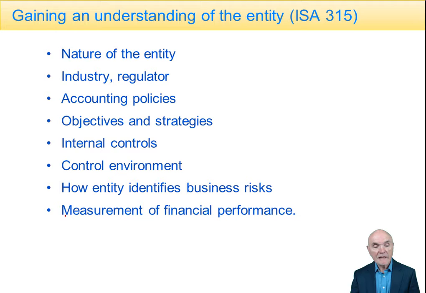We also need to gain an understanding of the entity, and ISA 315 states these 8 or so specific elements which feed into understanding the entity. So the nature of the entity, think of that as broadly, what does it do? Think of it as maybe who owns it. Is it a listed company? Is it privately owned? Is it a subsidiary of another company, and so on? It's going to be quite difficult to plan an audit unless we know that.